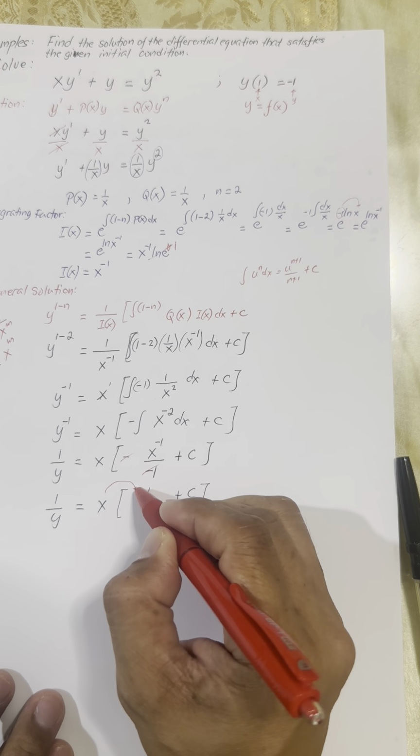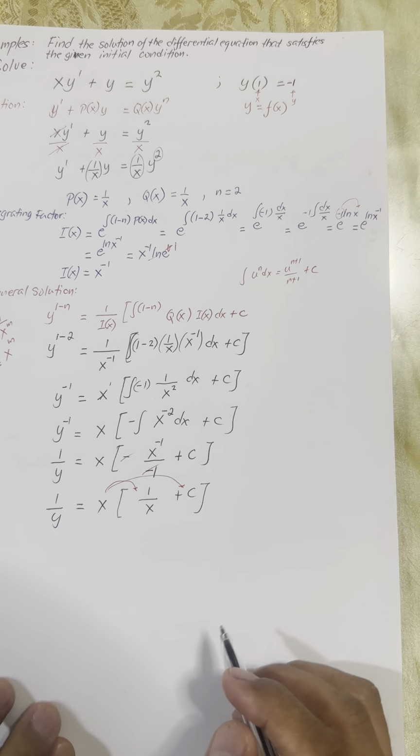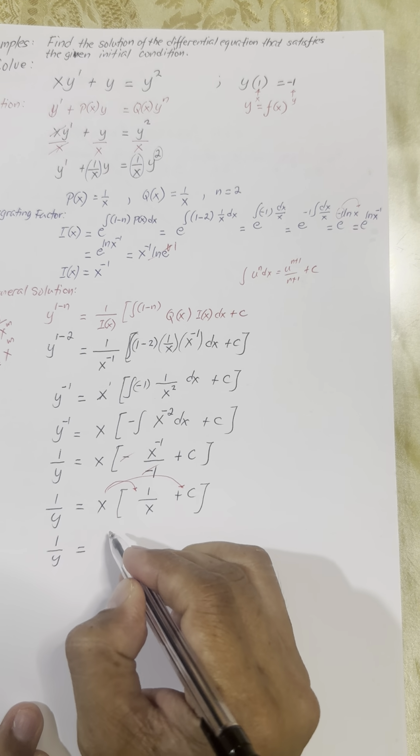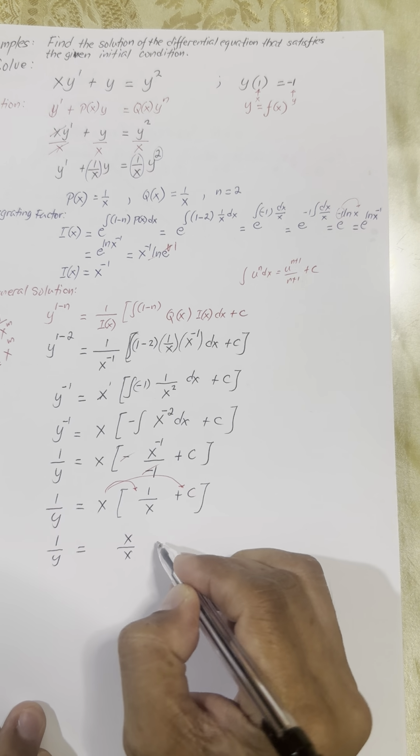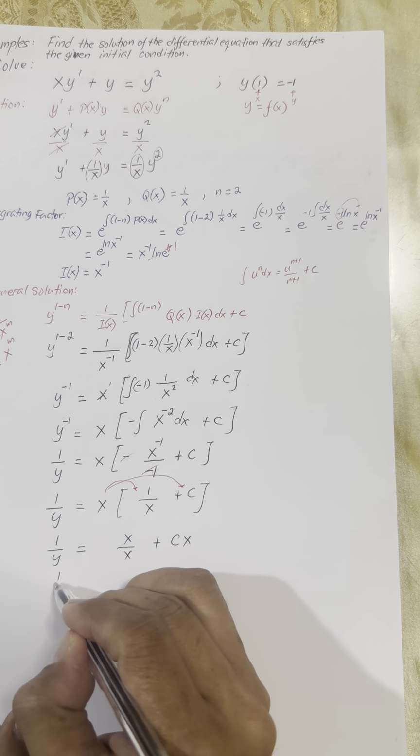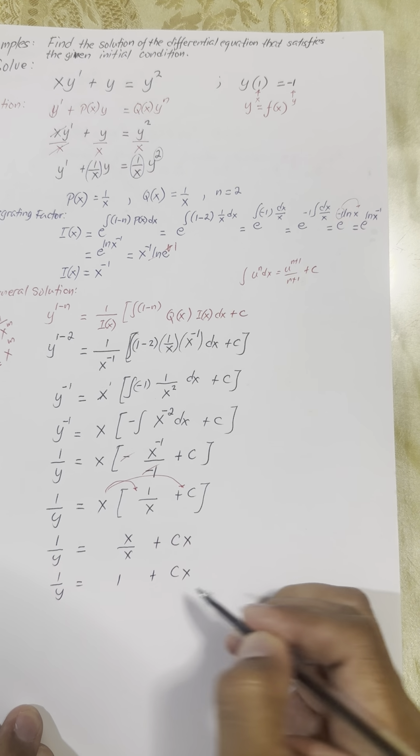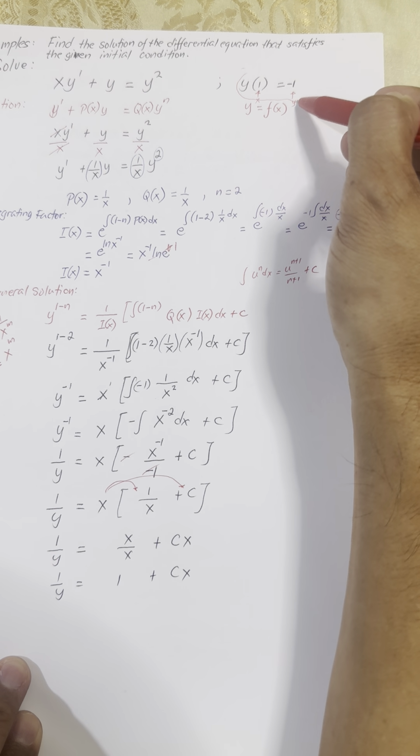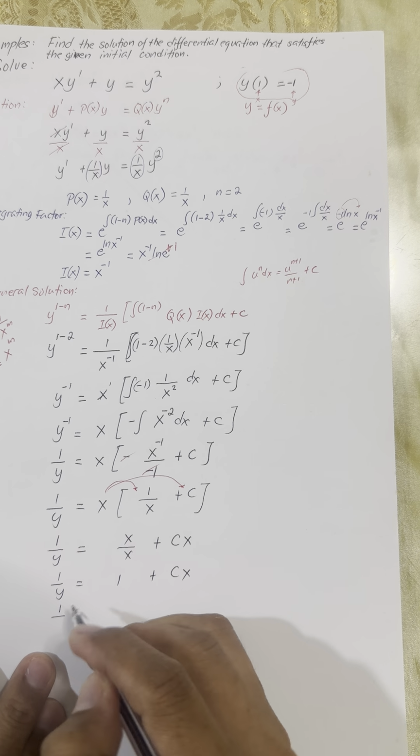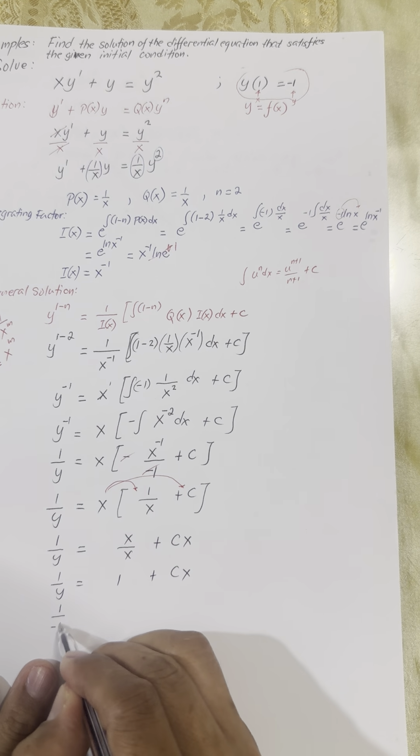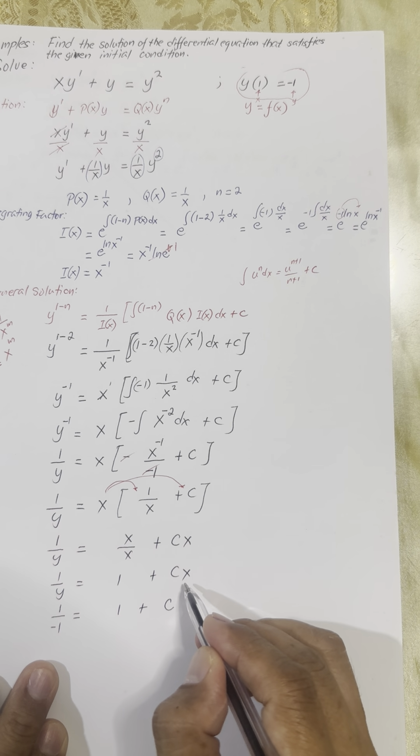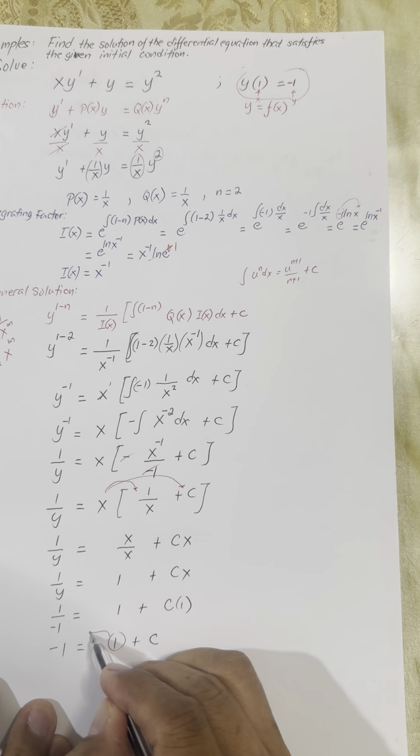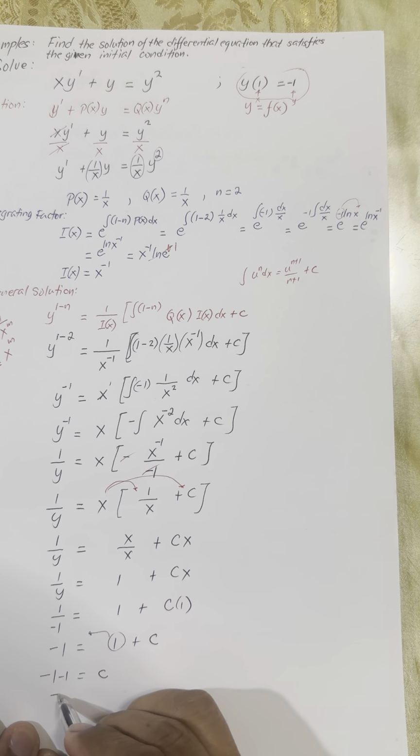Or if you distribute this, we have 1 over y equal to x over x plus c x, or 1 over y equal to 1 plus c times x. But we are given the initial condition. So substituting, y is equal to negative 1. So this is negative 1 equal to 1 plus c times x, x is equal to 1. So this is negative 1 equal to 1 plus c. So transposing this, minus 2 equal to c.